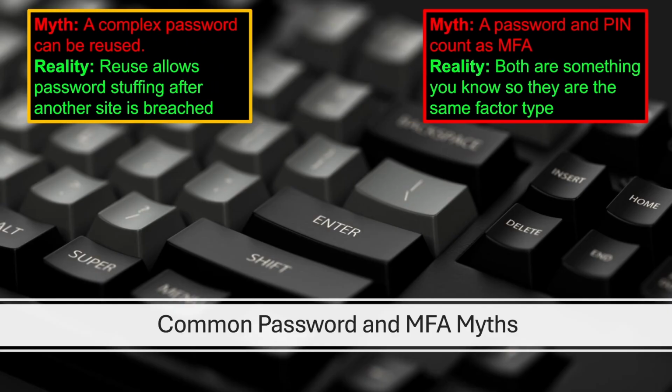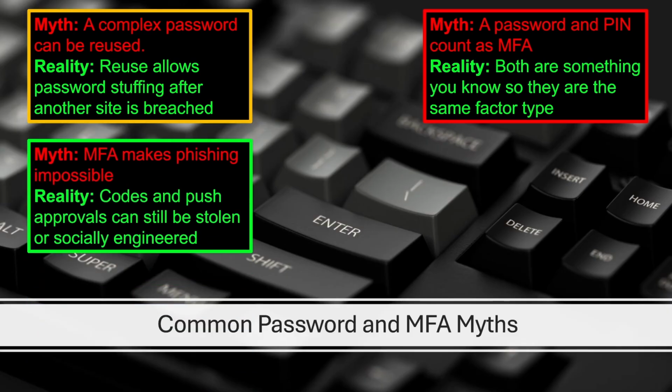The second myth is that a password and PIN count as MFA. They do not because they are both knowledge factors, something the user knows. MFA requires different factor categories. The third myth is that MFA makes phishing impossible. MFA greatly reduces many password attacks, but traditional codes and push notifications can still be stolen or socially engineered. For example, a fake login page may collect both the password and the current one-time code. An attacker may also send repeated push requests and hope the victim approves one.